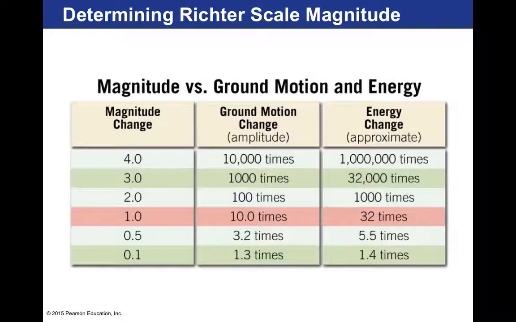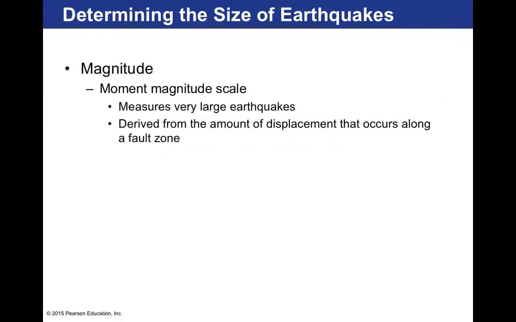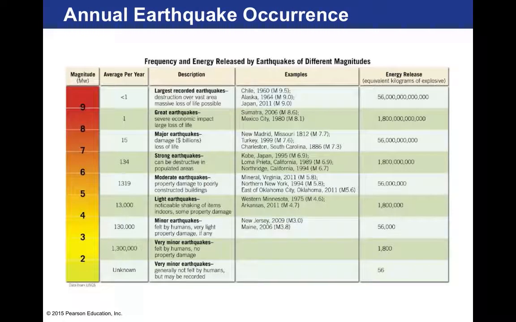So just imagine what a 9 or a 9.5 magnitude earthquake on the Richter scale will give you in terms of ground motion. And look at the energy. A magnitude 1 goes from 32 times to 1 million times when you go up to a 4.0. So this is a scale that will tell you how terrible an earthquake is going to be. All right, in terms of magnitude, the moment magnitude scale measures very large earthquakes. This is derived from the amount of displacement that occurs along a fault zone.